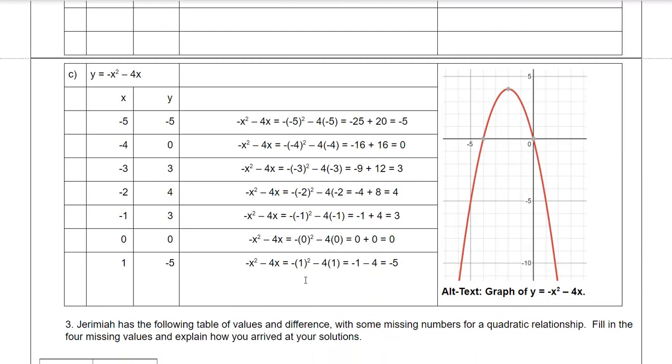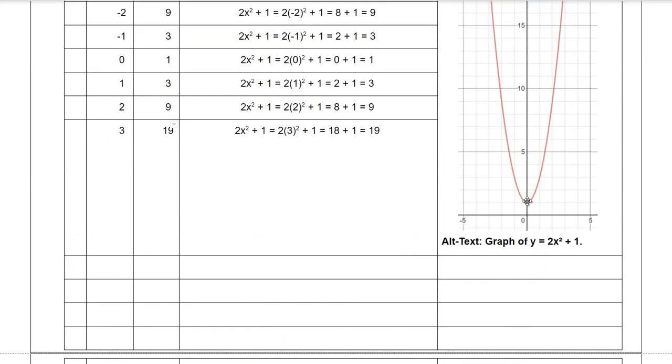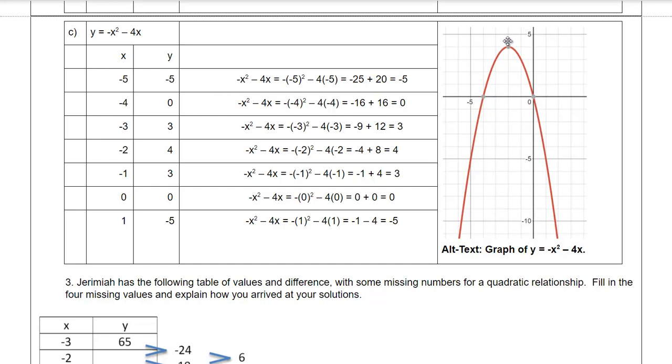And one last one, C here. So y equals negative x squared minus 4x. So the numbers you're given are negative 5 to positive 1. And the reason they're not like the negative 3 to 3 is because this graph has actually been shifted over a little bit. Here the vertex is around the y-axis, but here it's been shifted over a bit. So that's why the table of values is shifted down a bit. So we're substituting, starting at negative 5 in place of x here.